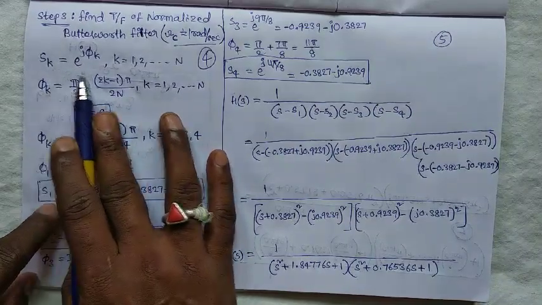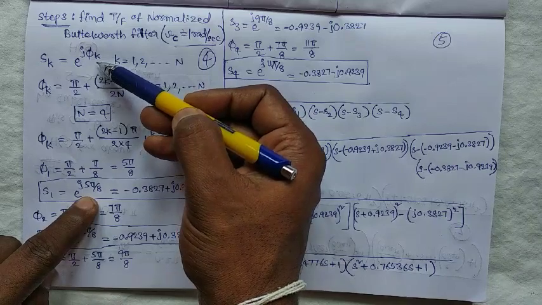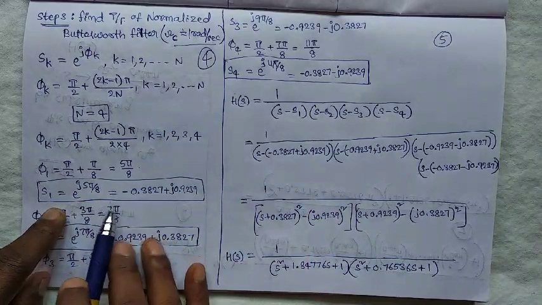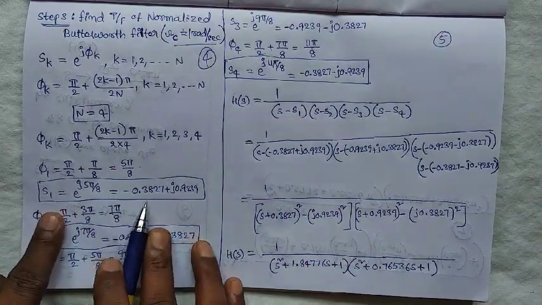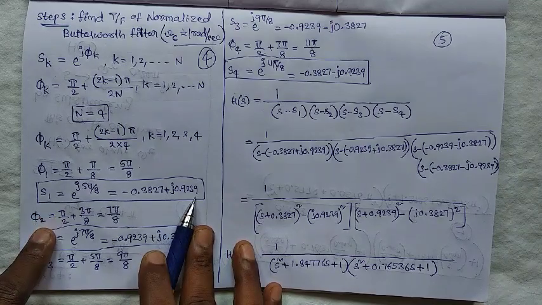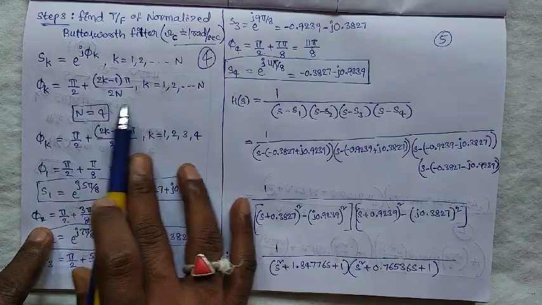Here k is equal to 1 means S1. S1 is equal to e power j phi 1. Phi 1 value is 5 pi by 8. Its value is equal to minus 0.3827 plus j 0.9239. Similarly, we are substituting k is equal to 2.